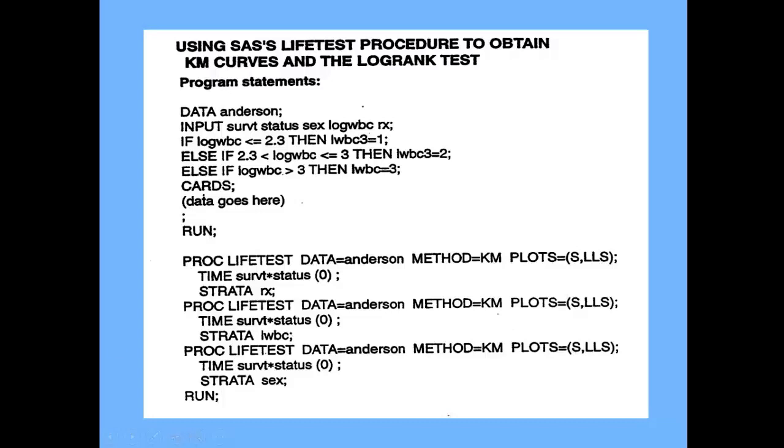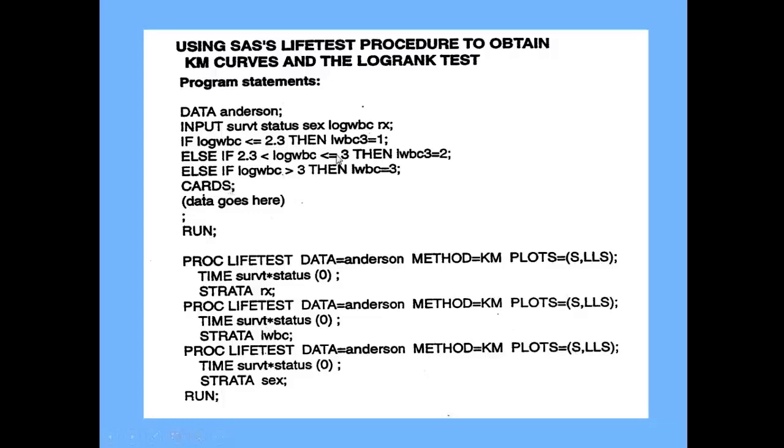And then it says strata Rx. And then it says strata LWBC. And then it says strata sex. So what's going on here? What are we doing? I'm getting Kaplan-Meier curves, but I'm also going to get a log-rank test if I do these three statements. What am I comparing? What's this one doing? The two treatment groups. What's this one doing?